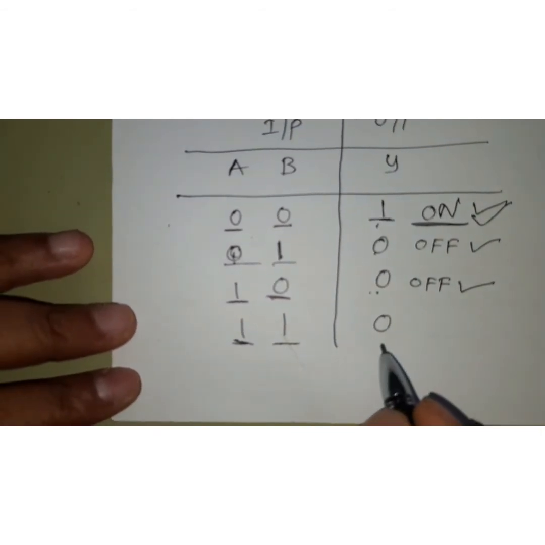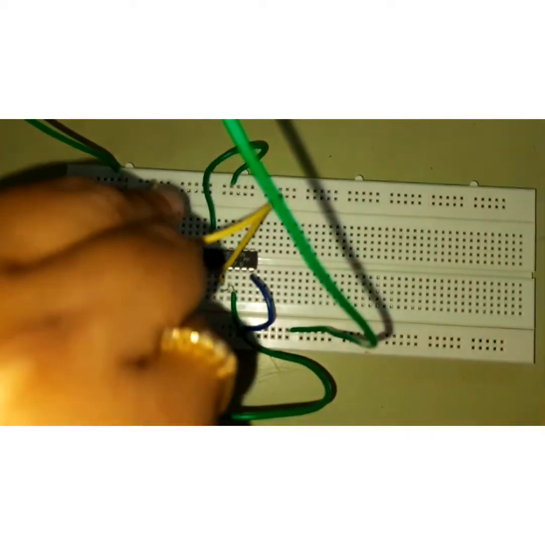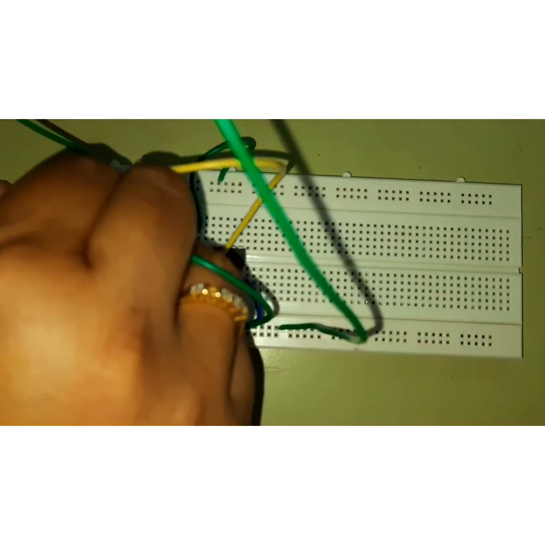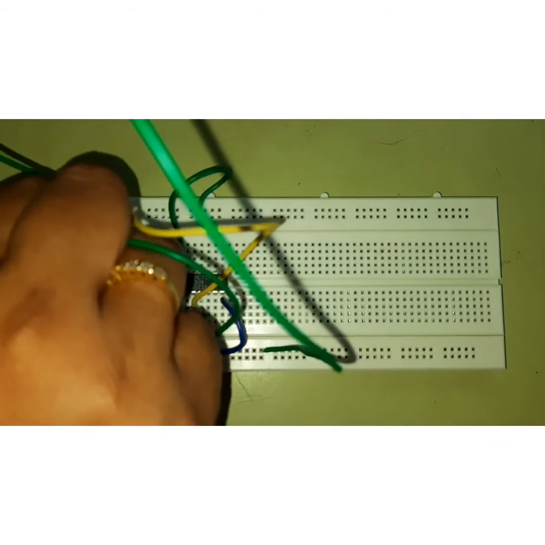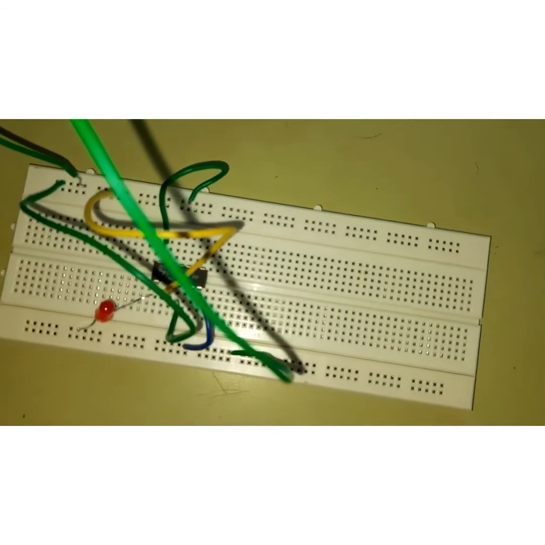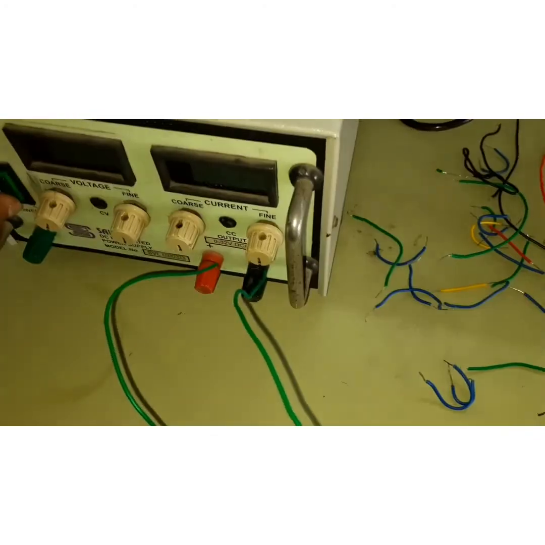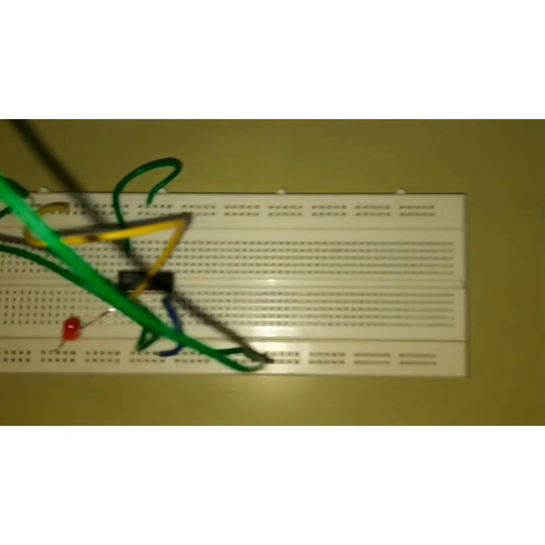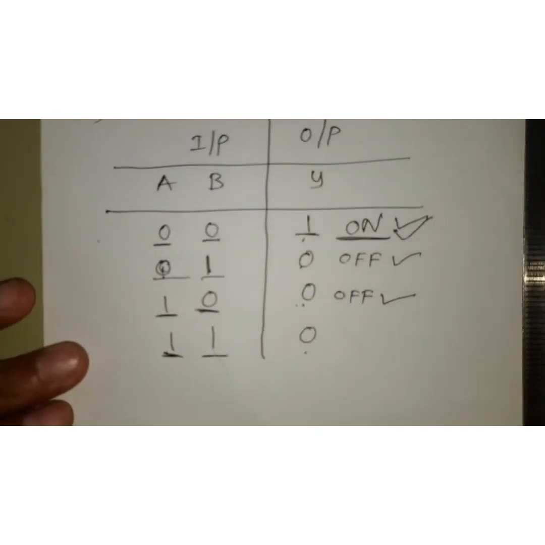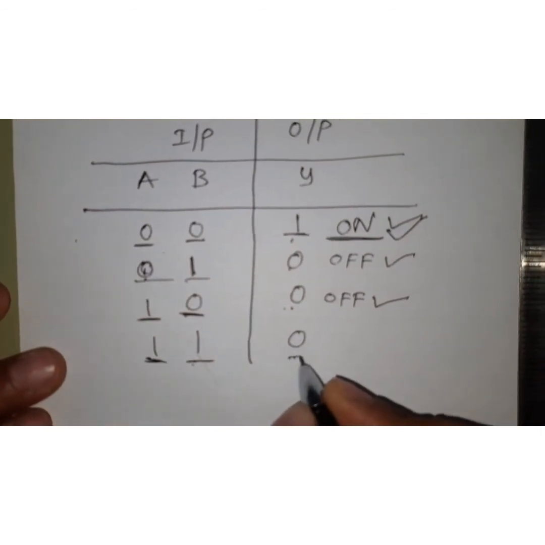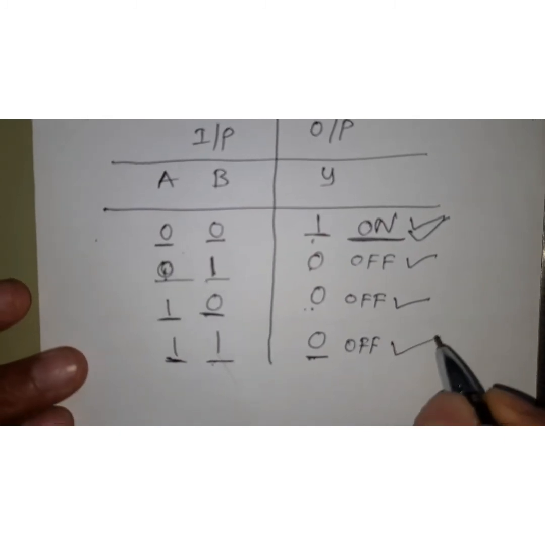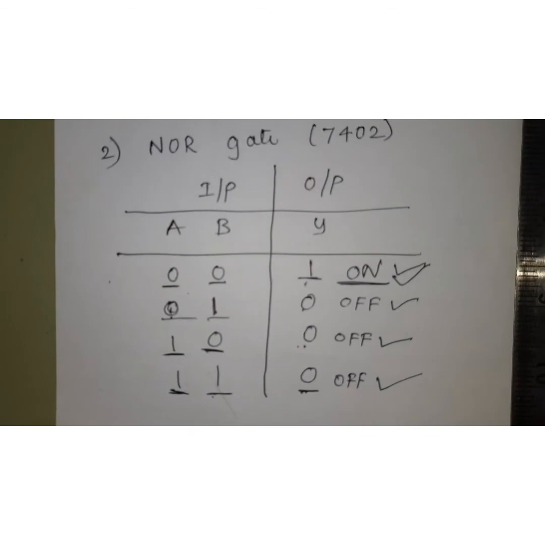Now the last state, A is 1 and B is 1. The output theoretically should be 0. So we'll verify this. A is already at VCC connection. Now we are going to remove this B, which is at ground, and connect it to VCC here, the upper side. And I'm going to switch on the power supply, and you can see the LED is off. So that means theoretically it is at logic 0 and LED is off. Hence the truth table of this NOR gate is also verified.